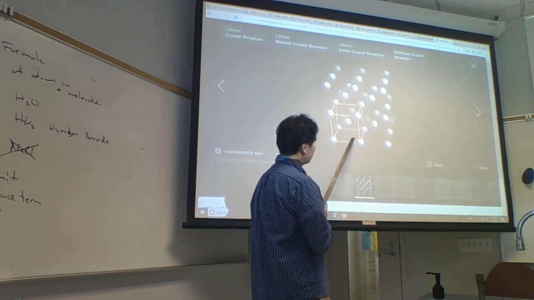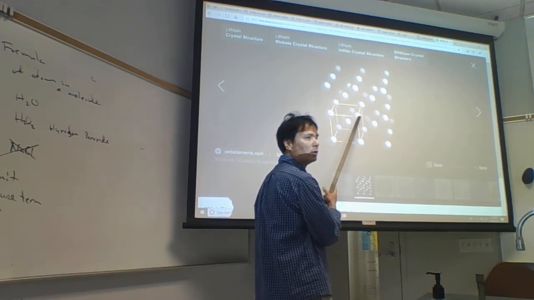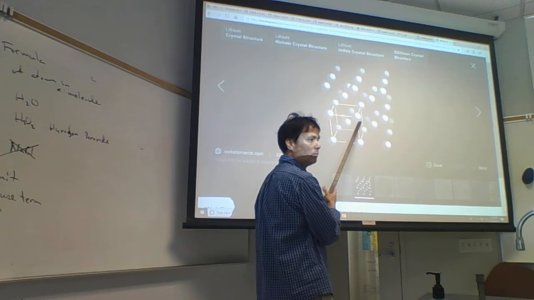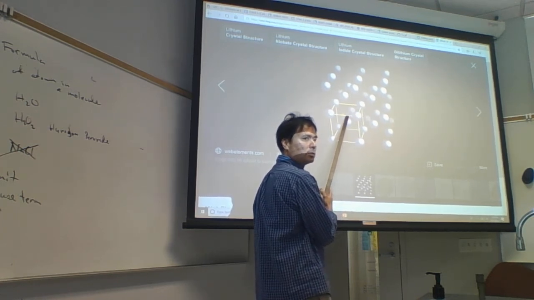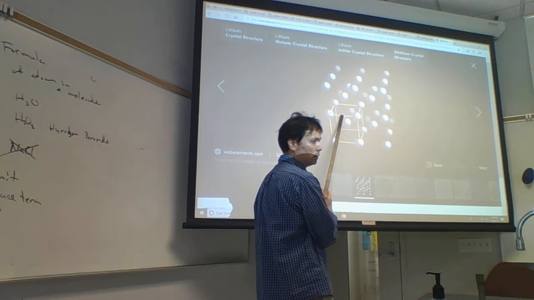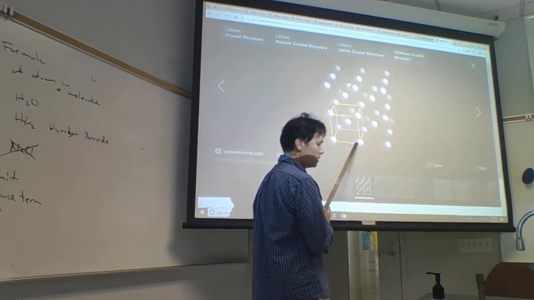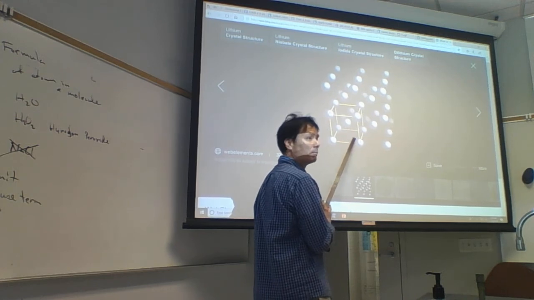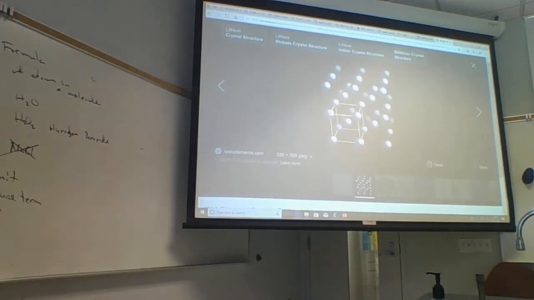Do you see an individual or discrete molecule? No. What we see is just a whole bunch of atoms in there. And so the easiest thing is to call this by its empirical formula. And the empirical formula for this is the simplest ratio. The simplest ratio is just one lithium, and so this would just be Li. That would be the same thing as the formula unit for lithium.